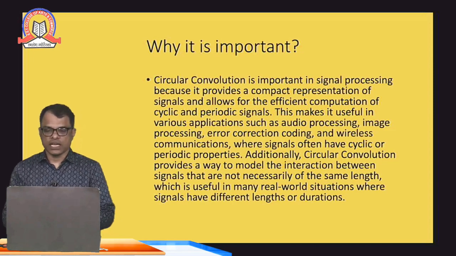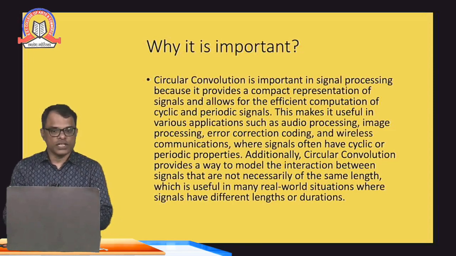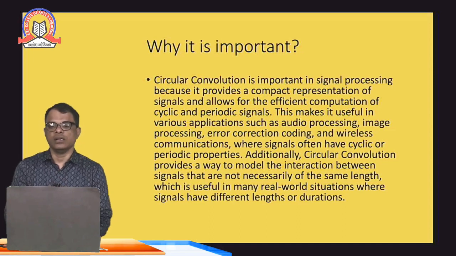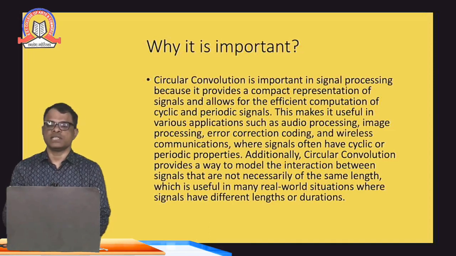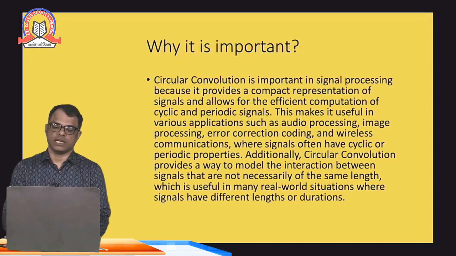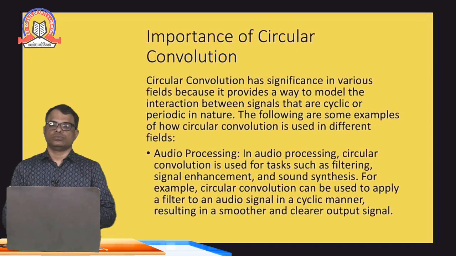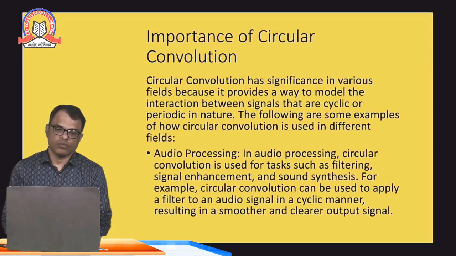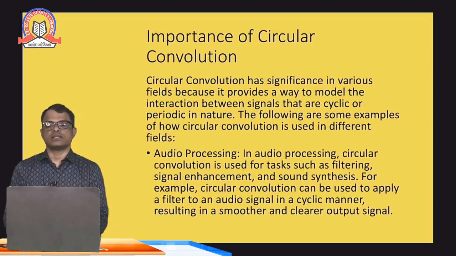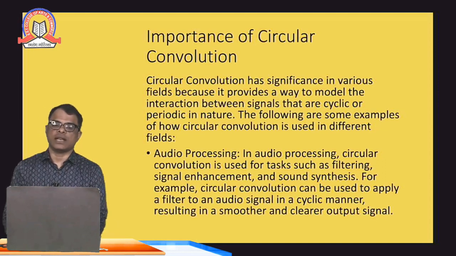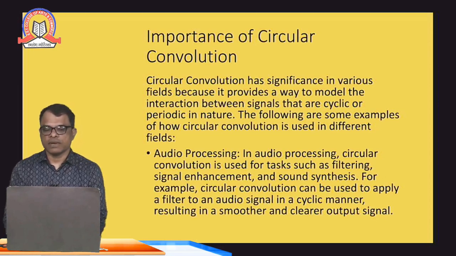So, there are many applications. We are focusing on digital image processing, but other applications are audio processing, image processing, error correction coding, and wireless communication. We will see this in detail. Let's start. So, again I am coming to the importance of circular convolution. Circular convolution has significance in various fields because it provides a way to model the interaction between signals that are cyclic or periodic in nature. The following are some examples of circular convolution which are used in different fields.